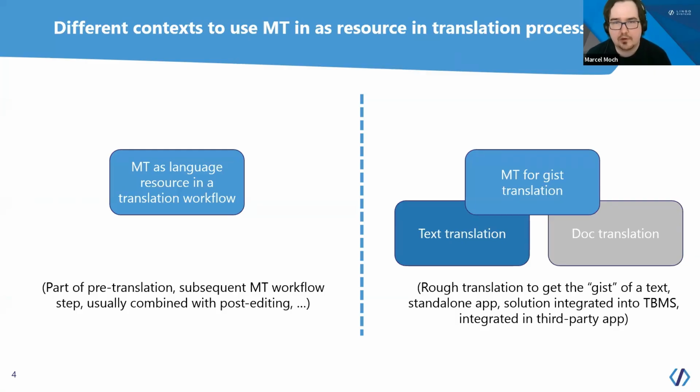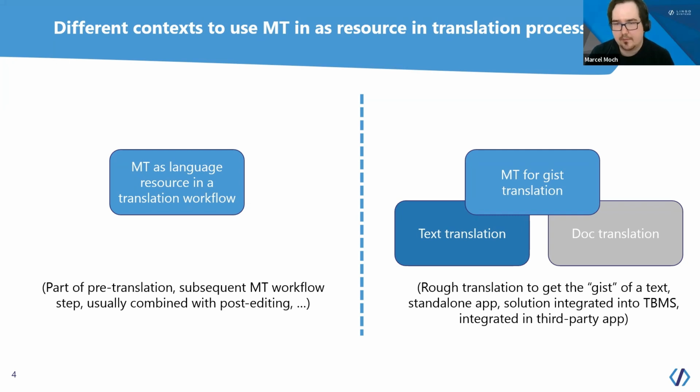At least from our experience, there are 2 main contexts where MT is actually used in the processes. So we've heard today a lot about MT as a language resource in an actual translation workflow, as a resource like you would use a translation memory or terminology database. In this case, MT is an essential part of the workflow, usually in the pre-translation, or maybe it's a subsequent step where you apply MT to any existing pre-translated files. And depending on your needs and the requirements by the customer, you would combine it with another service like post-editing, or maybe even other services like in-country context review or something like that. And I will talk about this in a minute in an example that I've prepared.